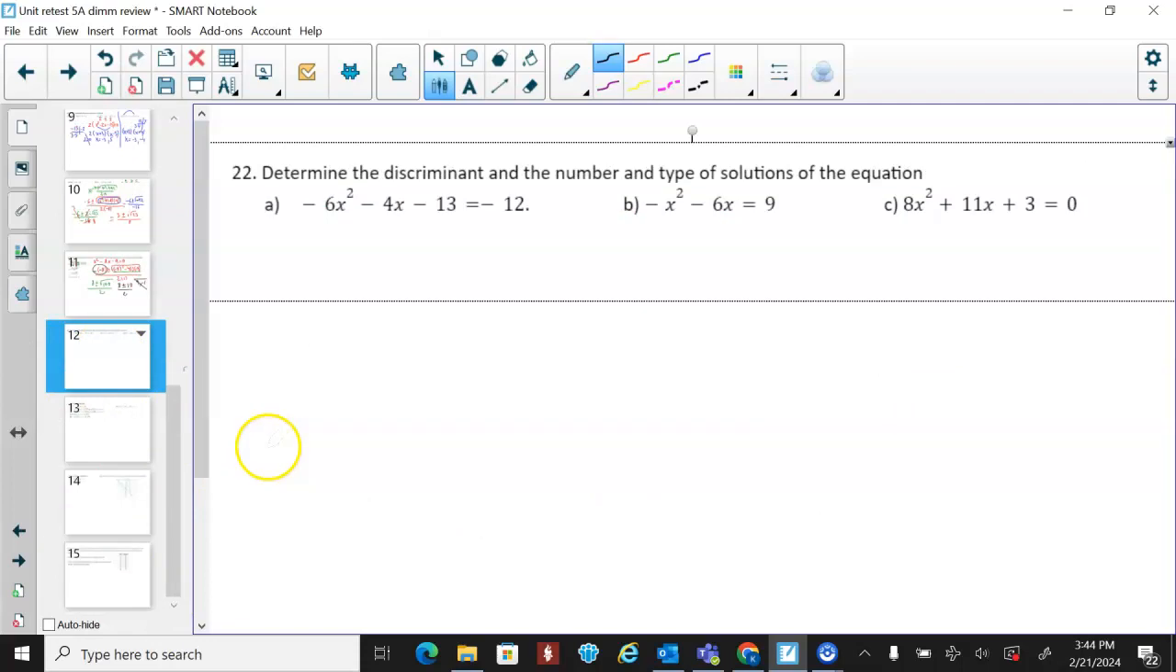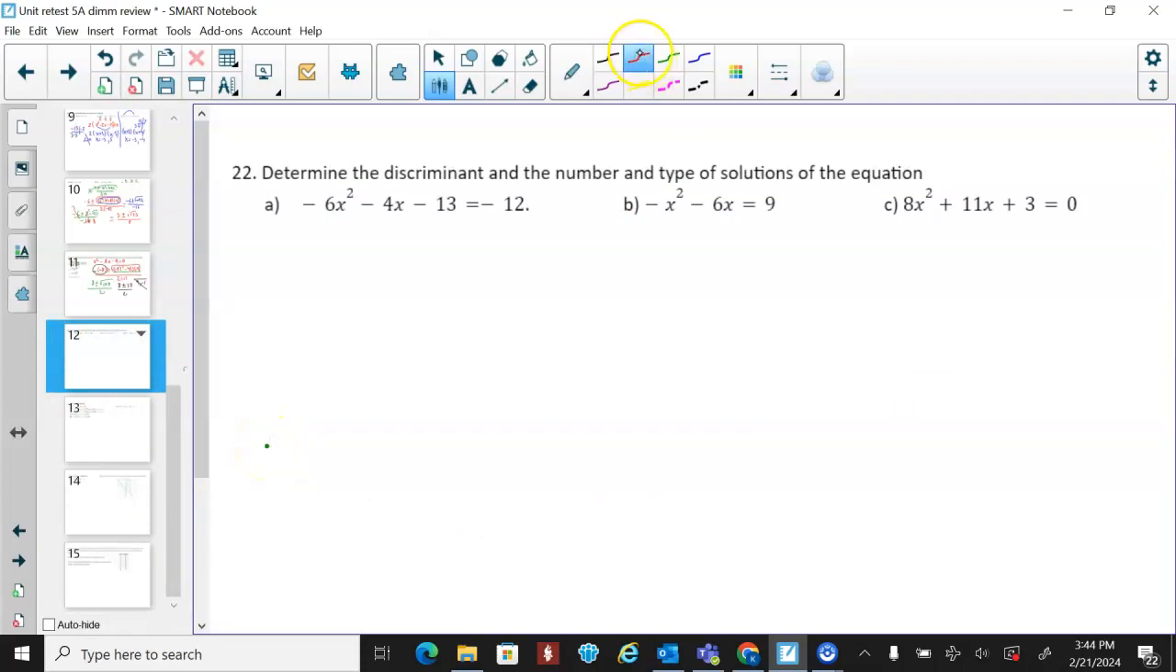Alright, now we're calculating a discriminant. Just remember that the formula for the discriminant is b squared minus 4 times a times c, which is underneath the radical of the quadratic formula. Now we also are asked to give how many and what type of solution. Okay, the number and type of solution.